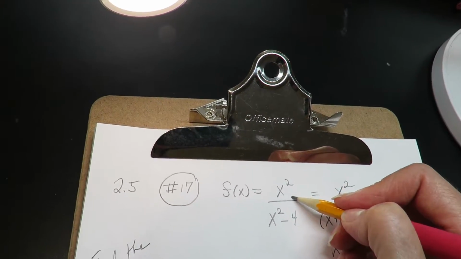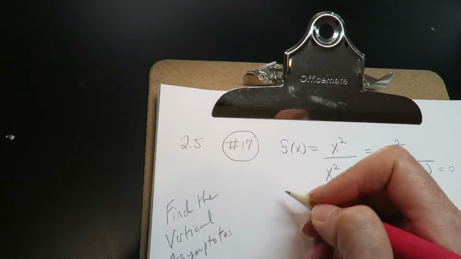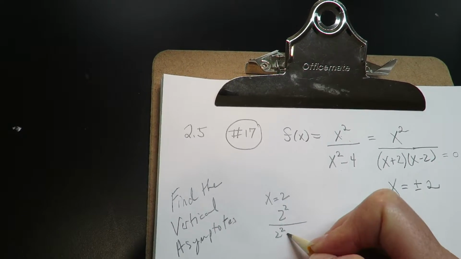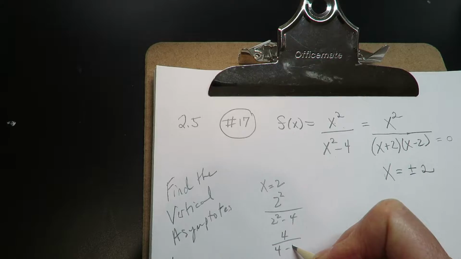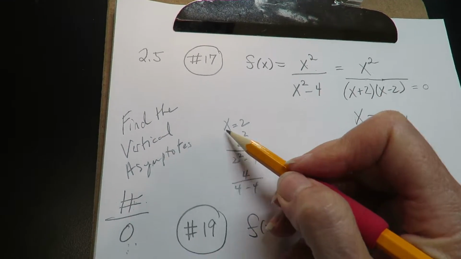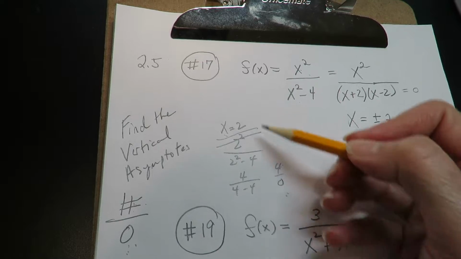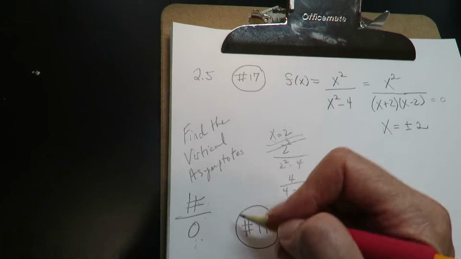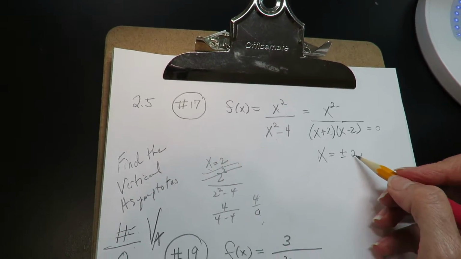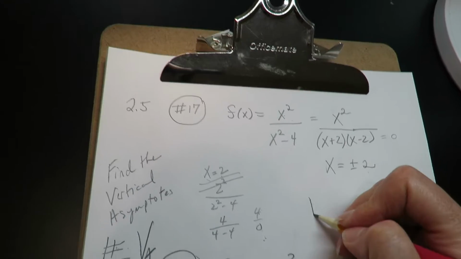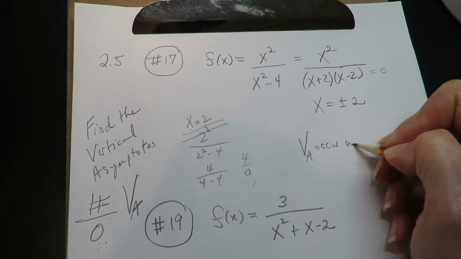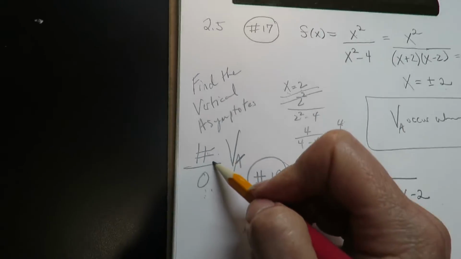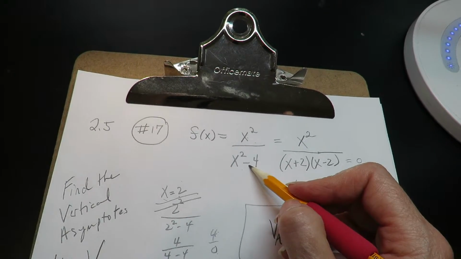occur, because at 2, you have 4 over 0, right? So when x is equal to 2, you have 2 squared over 2 squared minus 4, which is 4 over 4 minus 4, which is 4 over 0. So when x is 2, the fraction is 4 over 0. This is a domain restriction, meaning I have a number over 0, which is what's going to make the vertical asymptote. And you'll see the same case with negative 2. So the vertical asymptotes occur when x equals plus or minus 2, because I have a non-zero over 0 when I plug that into the function.